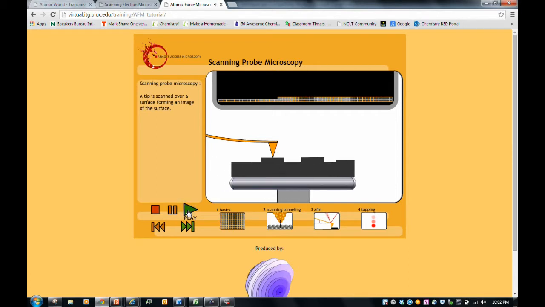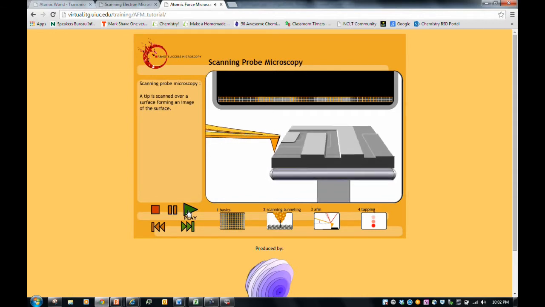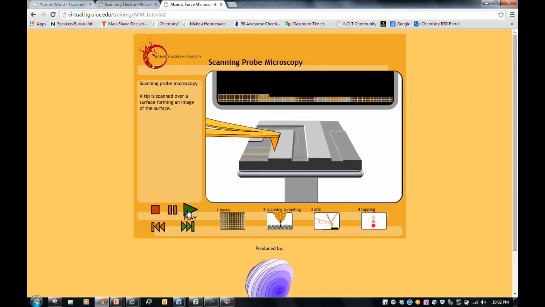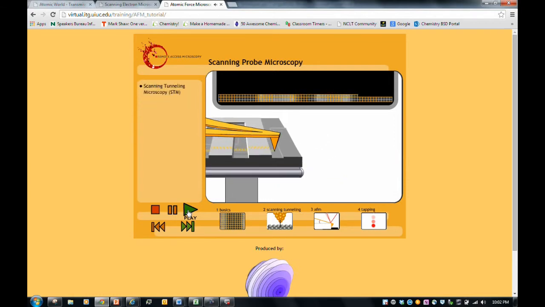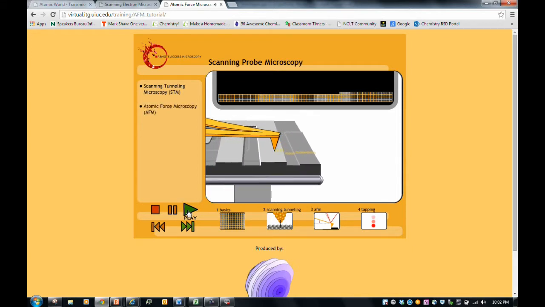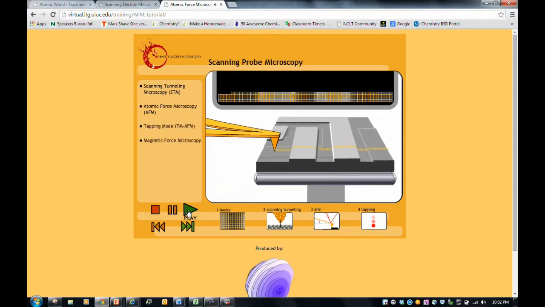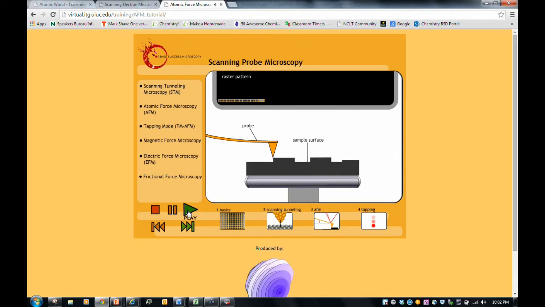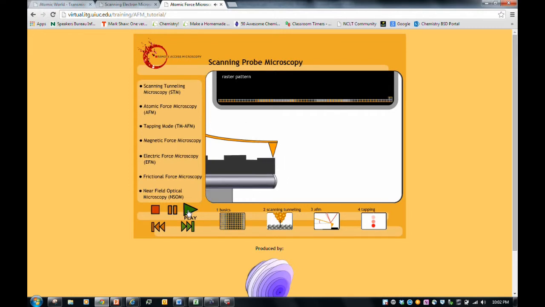Scanning tunneling microscopy was the first scanning probe technique developed by Binnig and Rohrer in 1982. Atomic force microscopy is the most commonly used scanning probe technique. Tapping mode microscopy, magnetic force microscopy, electric force microscopy, frictional force microscopy and near-field optical microscopy are a few examples of the long list of scanning probe techniques in use today. Scanning probe microscopy refers to a group of imaging techniques that collect images of a sample surface by moving a probe over that surface in a raster pattern.